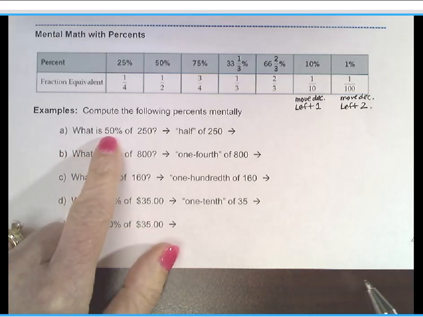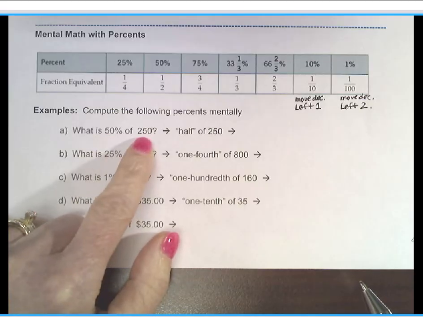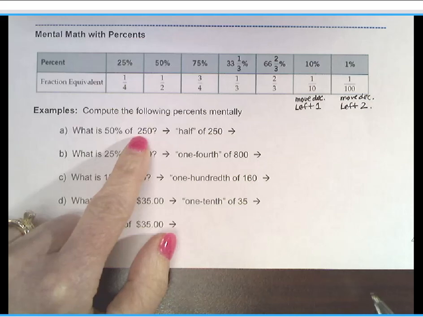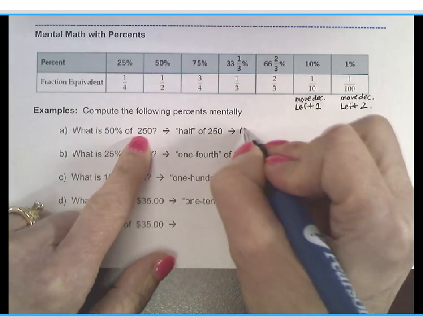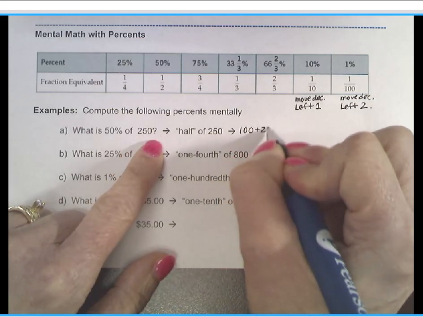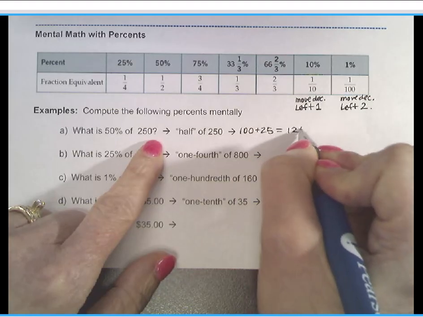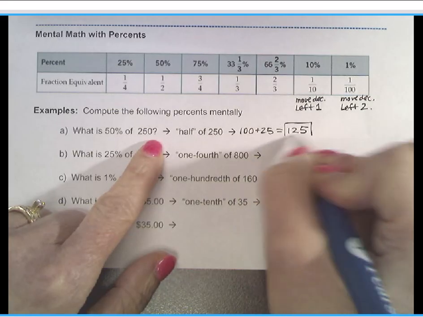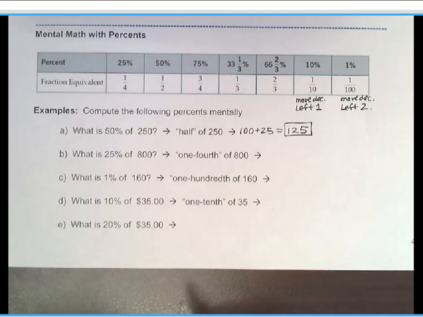What's 50% of 250? Well, that's like saying what's half of 250? Half of 200 is 100. Half of 50 is 25. So we're looking at 125. That's half of 250, and I just did it in my head.